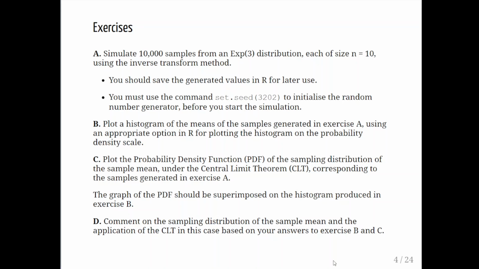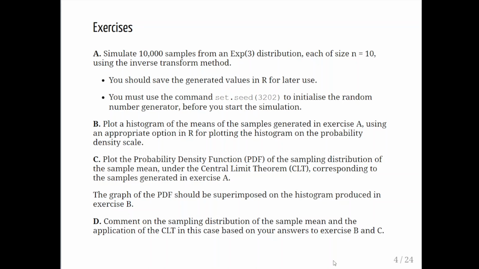Okay. Then we're going to plot a histogram of the means generated in exercise A using the appropriate option in R for plotting the histogram on the probability density scale. Okay, that's an important little item there. Plot the probability density function of the sampling distribution of the sample mean under the Central Limit Theorem, corresponding to the samples generated in exercise A. The graph of the PDF should be superimposed on the histogram produced in exercise B.